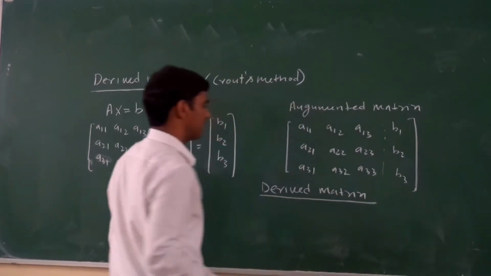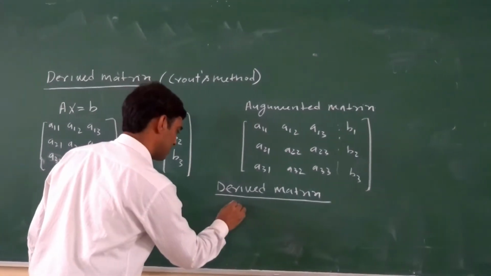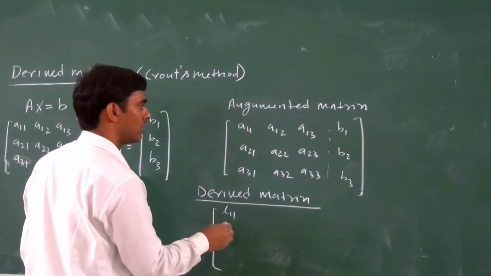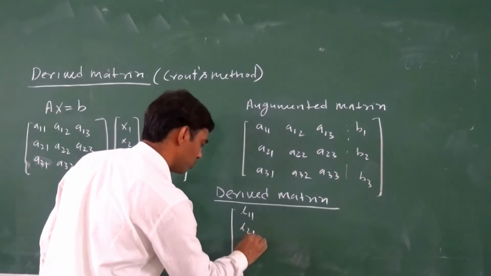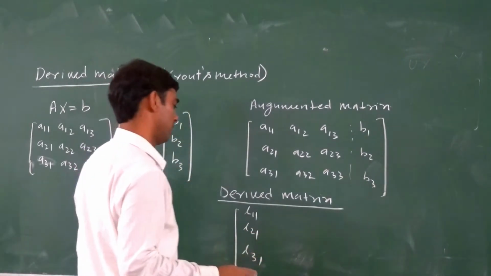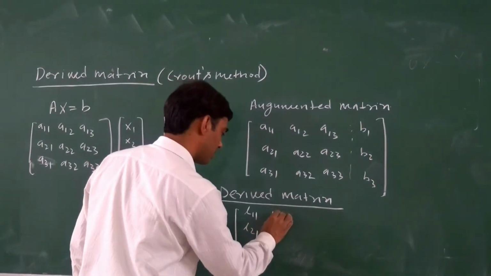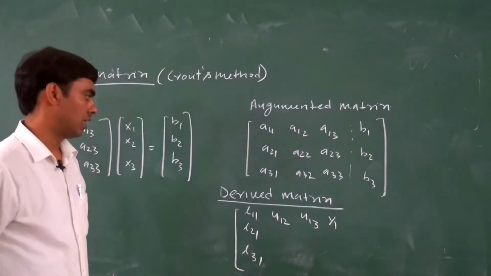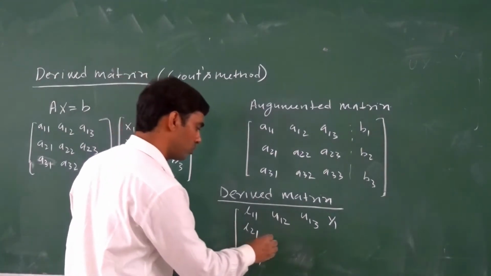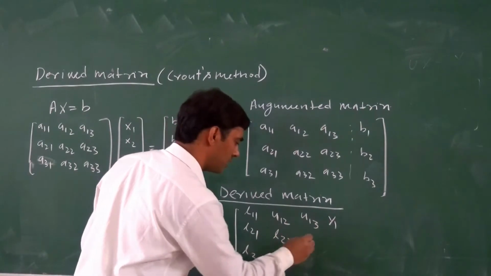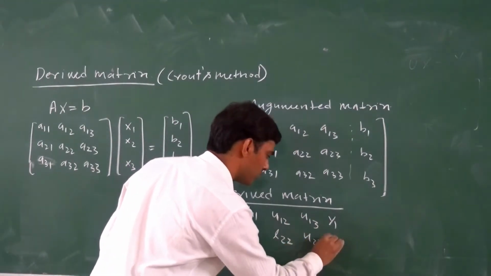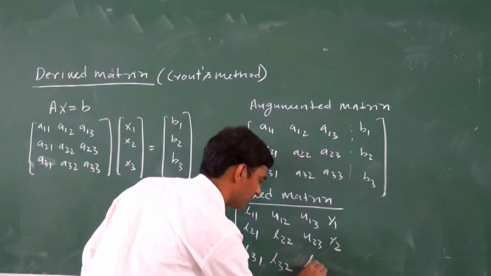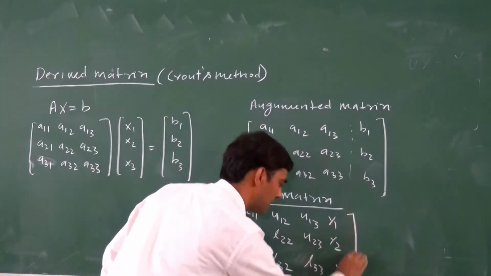And what are the elements of the derived matrix? The first row is L11, U12, U13 and Y1. The next row is L21, L22, U23 and Y2. And the last row is L31, L32, L33 and Y3. This is the derived matrix.